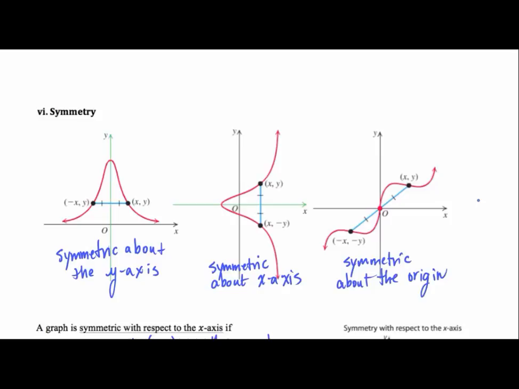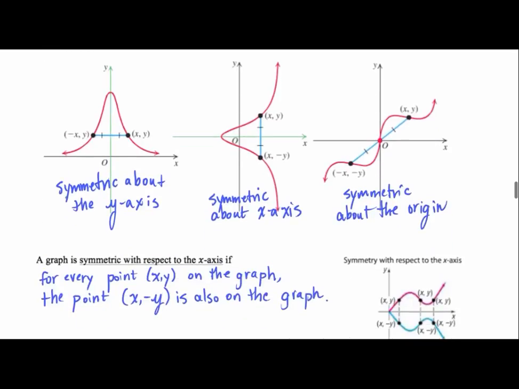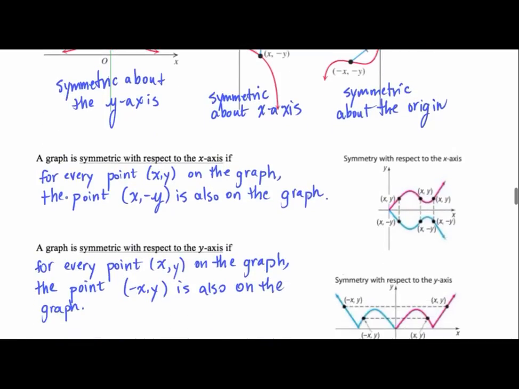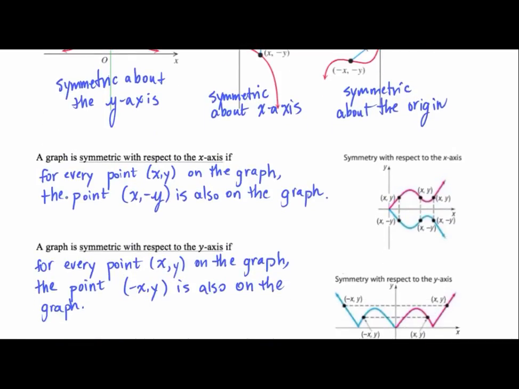Okay, notice the points. On the one that's symmetric about the y-axis, if x comma y is on the graph, what's the corresponding point on the other side of the mirror? Negative x comma y. The y-coordinate is the same. They have the same height. But over here, that x-coordinate is positive x, and over here it's negative x. Okay, so a graph is symmetric about the y-axis if for every point x, y on the graph, the point negative x, comma, y is also on the graph. Okay, if that's true, then it's symmetric about the y-axis.